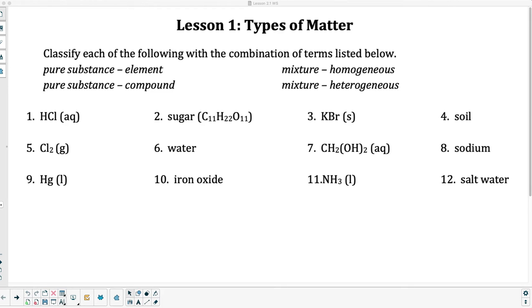All right, class, this is lesson 2.1, types of matter. Take a look at what we have here. It says classify each of the following with the combination of terms listed below. So either it's a pure substance or it's a mixture. If it's a pure substance, it's either an element or a compound, or if it's a mixture, it's homogeneous or heterogeneous. Take a look at my flow chart. This is really going to help us here.